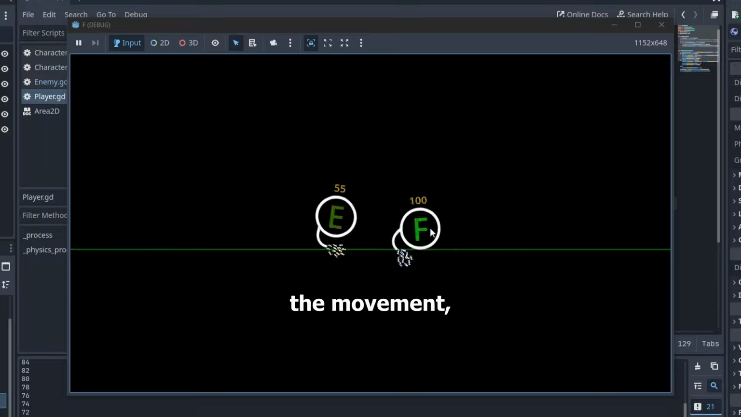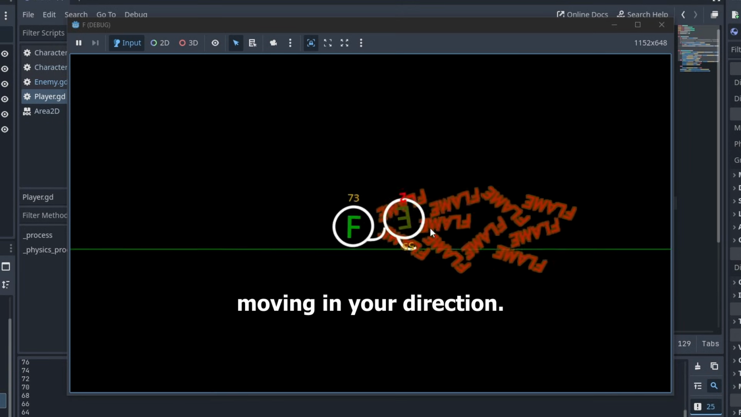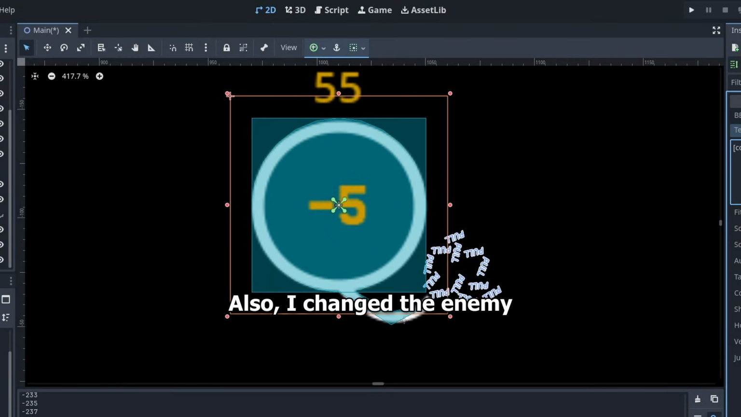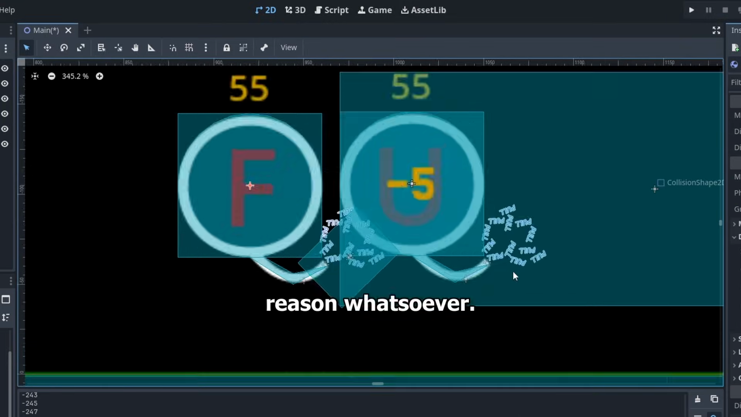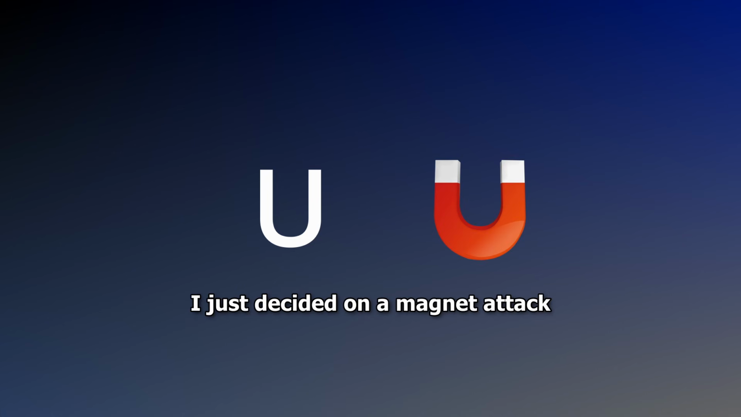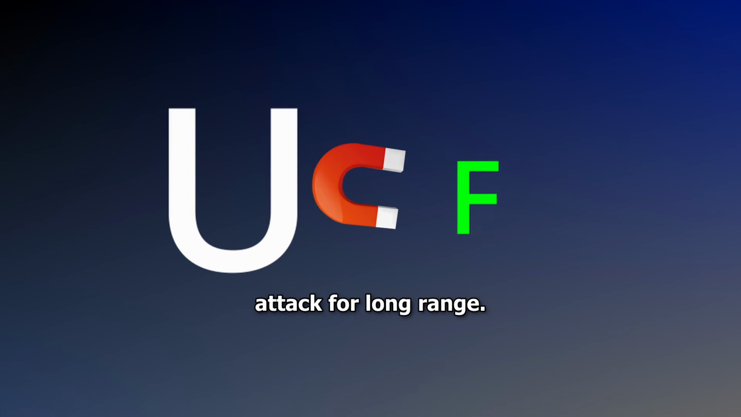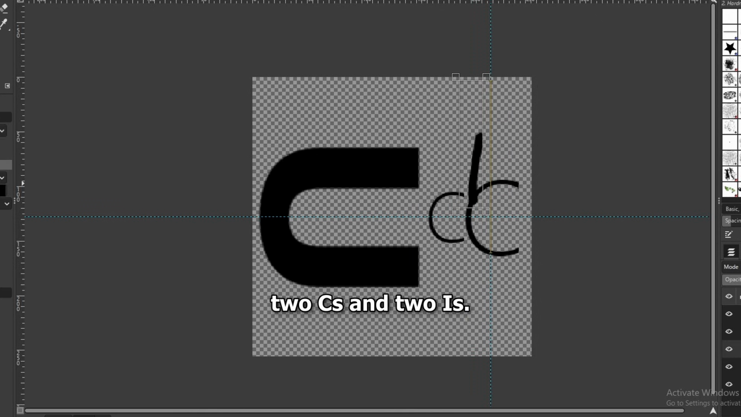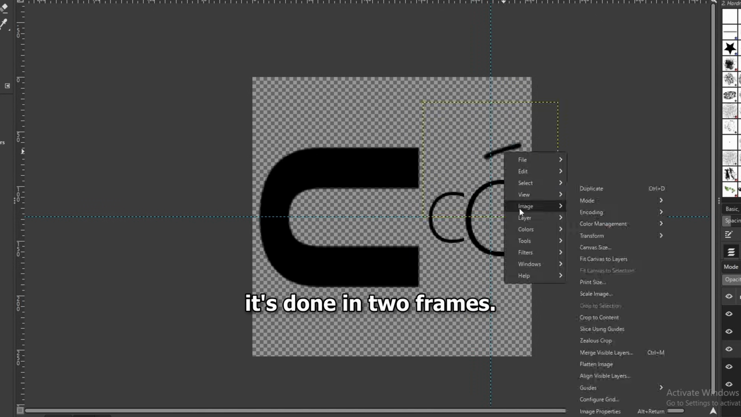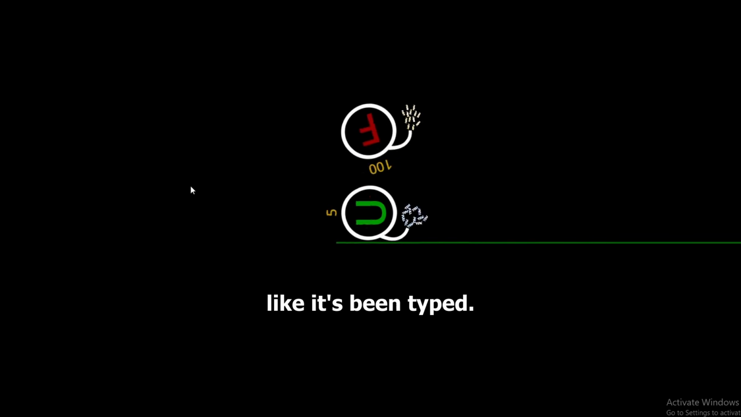First, I coded the movement, which is literally just moving in your direction. Also, I changed the enemy from E to U for absolutely no specific reason whatsoever. Now for the attacks. Since the U looks like a magnet, I just decided on a magnet attack for long range. I drew that by typing a U, 2 C's and 2 I's. And again, it's done in 2 frames. And honestly, the result doesn't even look like it's been typed.